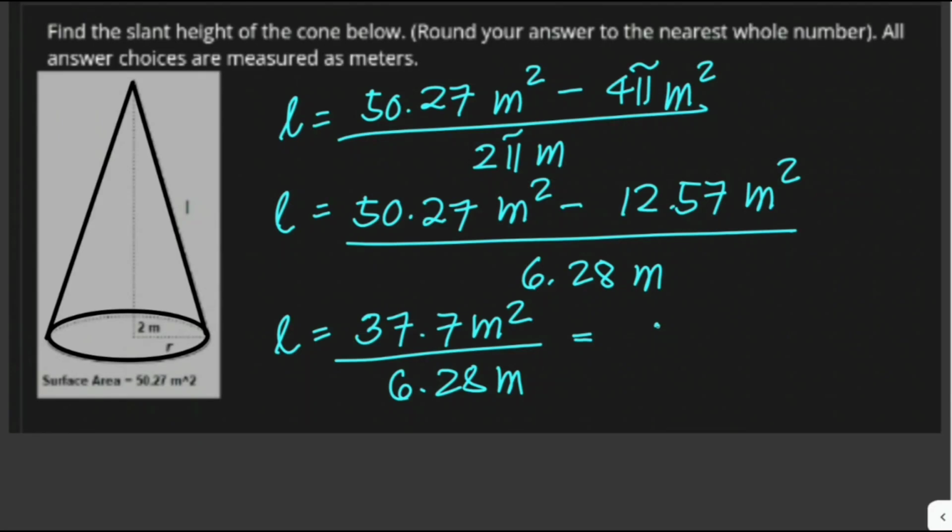we round off our number to the nearest whole number, which is 6 meters. So the answer here is 6 meters for the slant height.